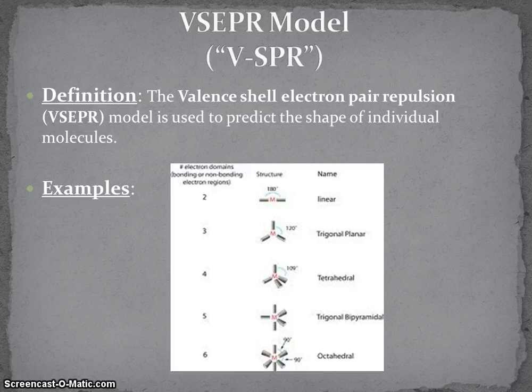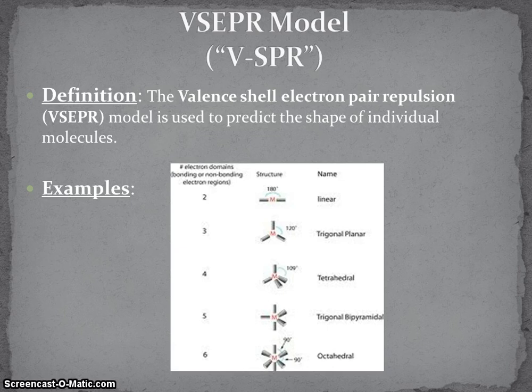VSEPR model. This stands for the valence shell electron pair repulsion model, and this model is used to predict the shape of individual molecules. For example, in the image below, we see different geometric configurations for different molecules with different numbers of atoms. For example, a molecule with two electron domains surrounding the central atom, and you will learn more about this later in class, usually has a linear configuration.